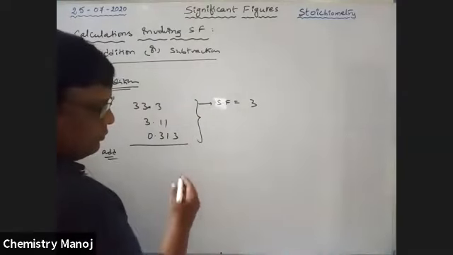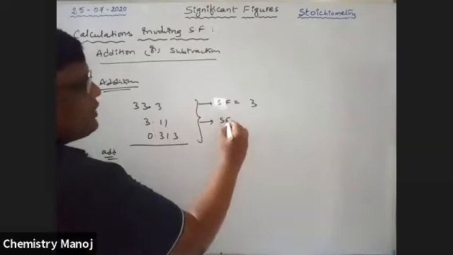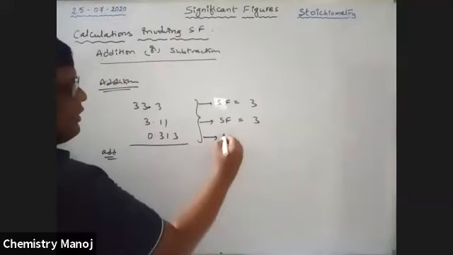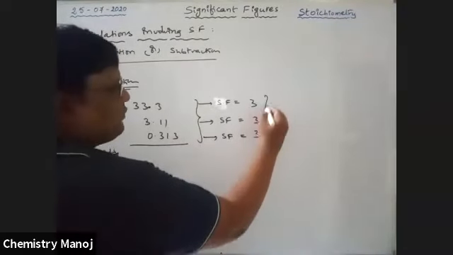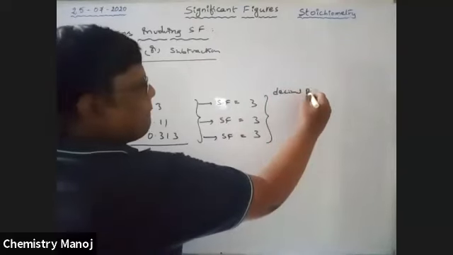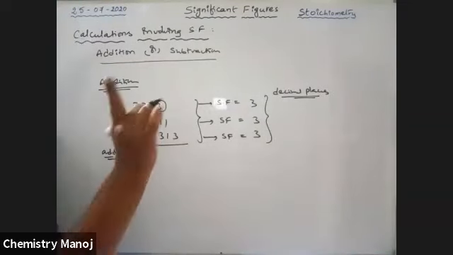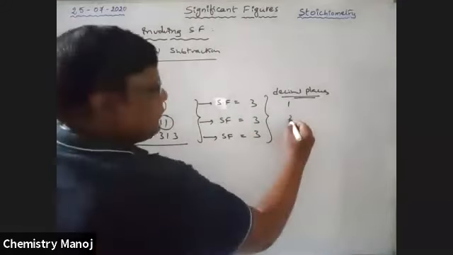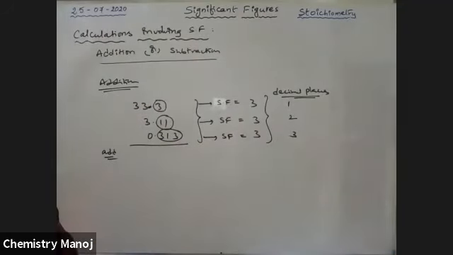Next. For 3.11, the significant figure count is 3. No problem. Next, the decimal places. How many decimal places are there? For the first one, only 1 decimal place. The next has 2 decimal places. The next has 3 decimal places.